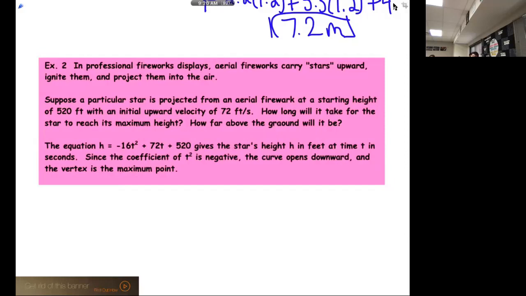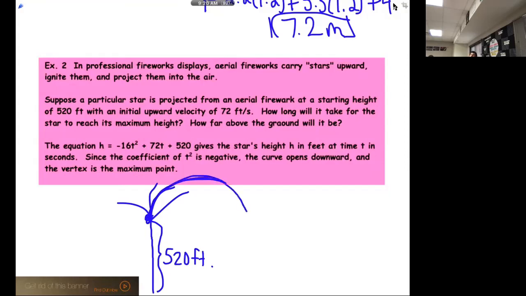So here's the deal. You know how the canisters are shot up into the air and they get to a certain height, and then that's when they separate, it explodes, and they separate into all of these. Well, we're saying that this is 520 feet in the air when that explosion takes place. Now what happens is we're going to follow one of these guys in its path as it falls to the ground. The initial velocity is 72 feet per second.